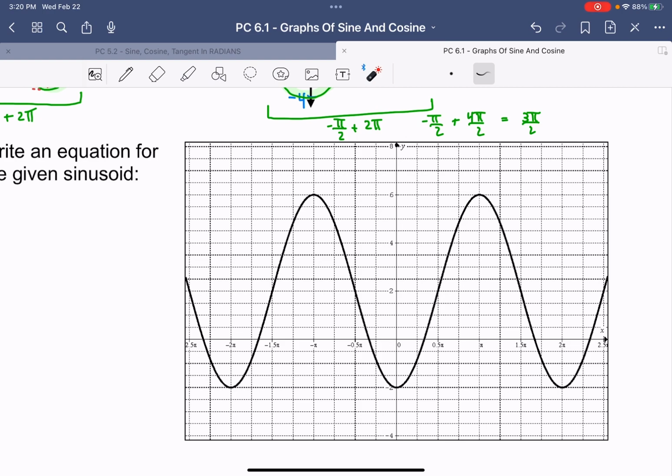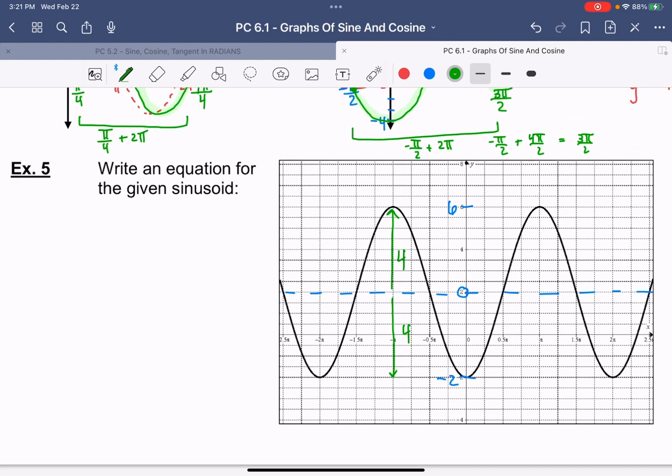First, we need to find the midline. So let's look at the topmost point is 6, bottommost point is -2. So where would that midline be? It looks like it should be at 2. Okay. Which means the amplitude should be 4. Double check that it's the same in each direction. Okay. So my A value is going to be 4. My midline, or my D value, right, is going to be 2.